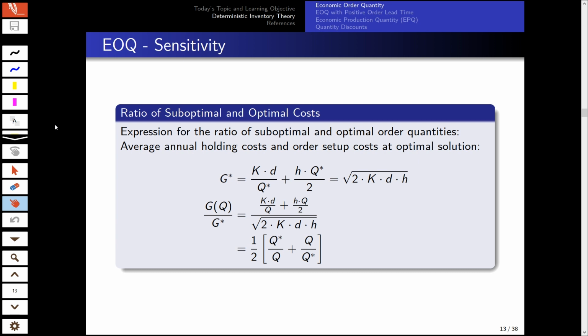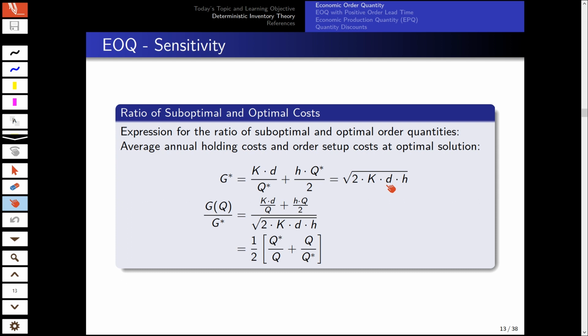So in order to show you that, we need to derive here an expression for the ratio of the suboptimal and the optimal order quantities. And therefore we will use our cost function and combine it together with the optimal order quantity. So that is now our Q. And we will get this term when we do so.